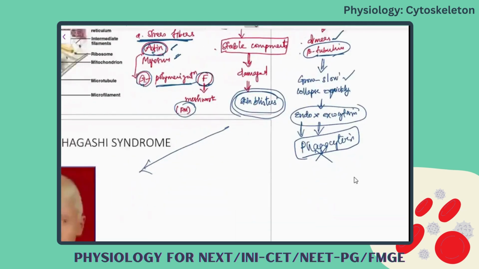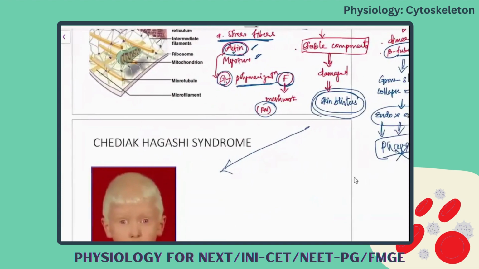So you will come across the term Chediak-Higashi syndrome. This syndrome is mainly due to a mutation in the gene involved in the microtubule polymerization process, which leads to a decrease in the phagocytosis process.